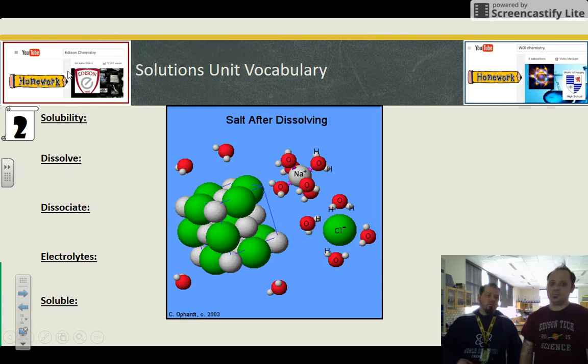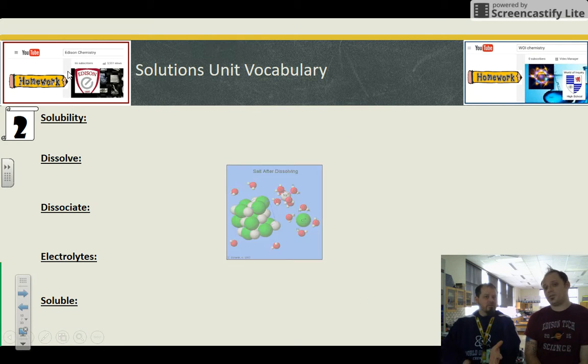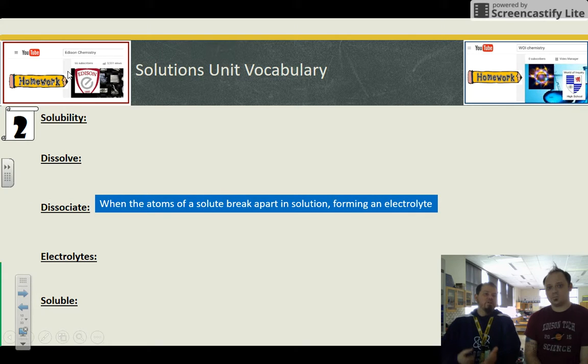Now, dissociate is another one. These two words are similar, like solute and solvent, and you need to know the difference. Only ionics will do this dissociating. The picture shows the Na and the Cl breaking apart, and that's the key and the definition. First the molecules or compounds break apart, that's dissolving. Then if it further breaks down into the ions, now it's dissociated, and that is forming an electrolyte.